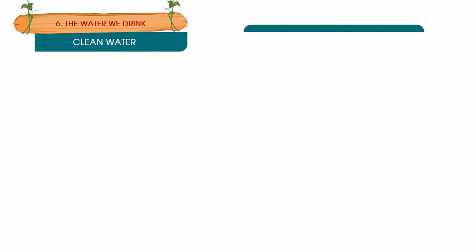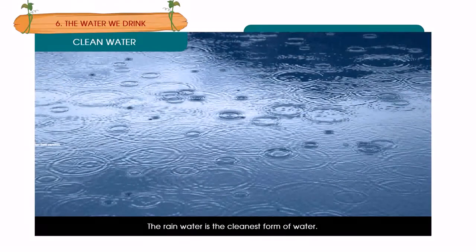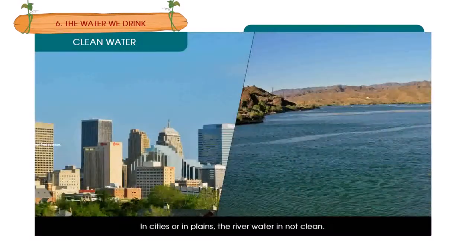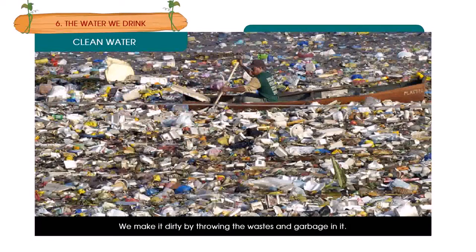Clean water. We need fresh and clean water. The rainwater is the cleanest form of water. The river water in mountains is always clean and fresh. In cities or in plains, the river water is not clean. We make it dirty by throwing waste and garbage in it.